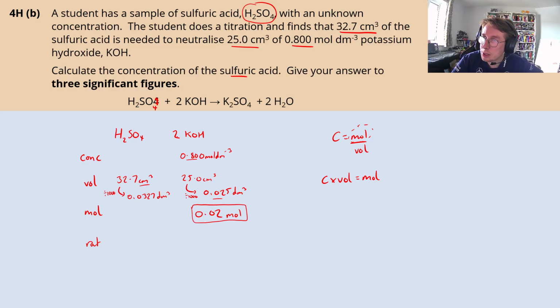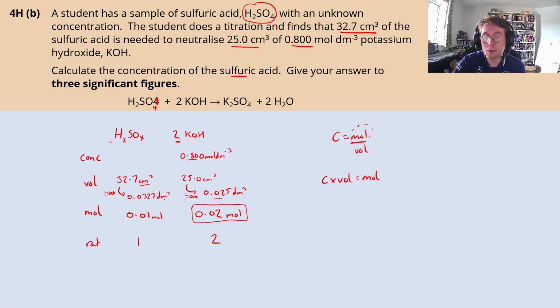Now, if we look at the balancing numbers this time, we've got a big 2 in front of the potassium hydroxide, no balancing number in front of the sulfuric acid, which means that for every 1 mole of sulfuric acid, H2SO4, that is reacting, it's going to react with 2 moles of potassium hydroxide, KOH. So it's a 1 to 2 ratio. So that means that if we've got 0.02 moles of potassium hydroxide reacting, then the number of moles of H2SO4 that's reacting must be half of that, 0.01, because of that 1 to 2 ratio.